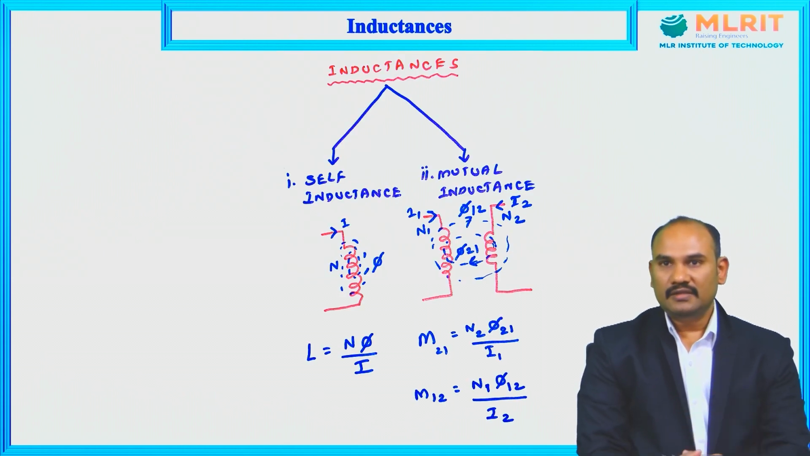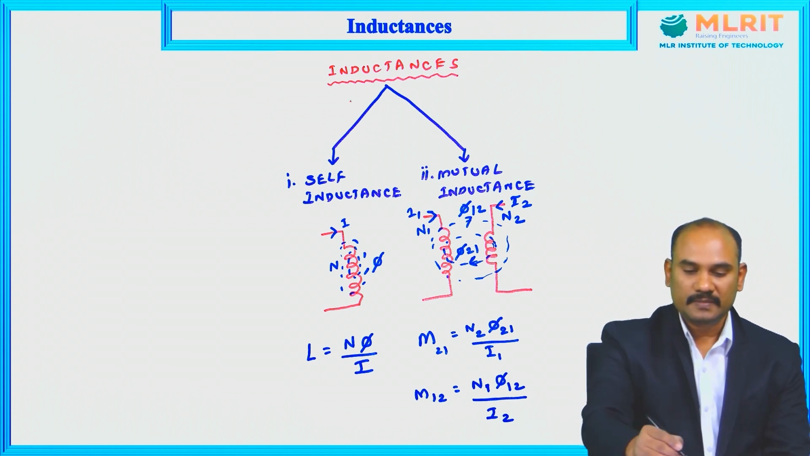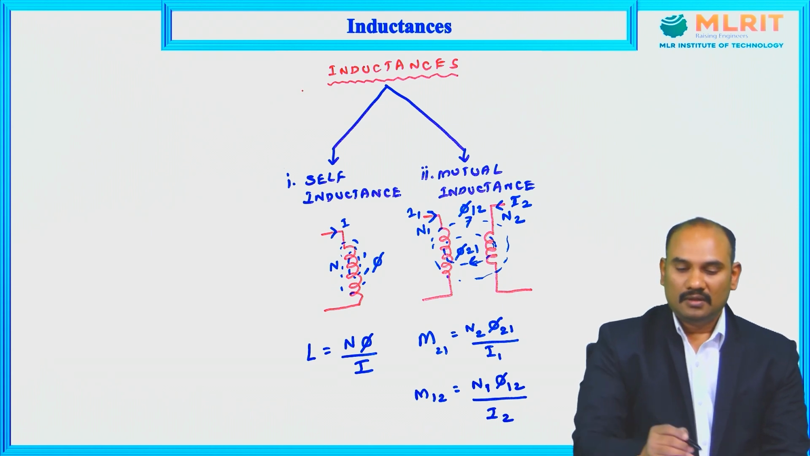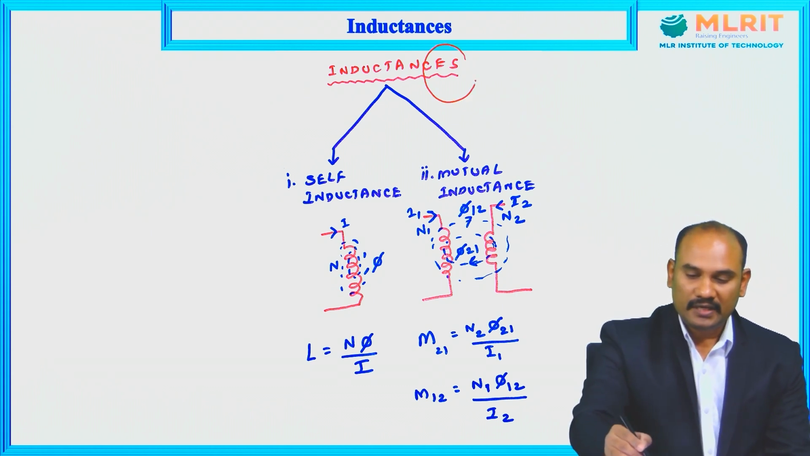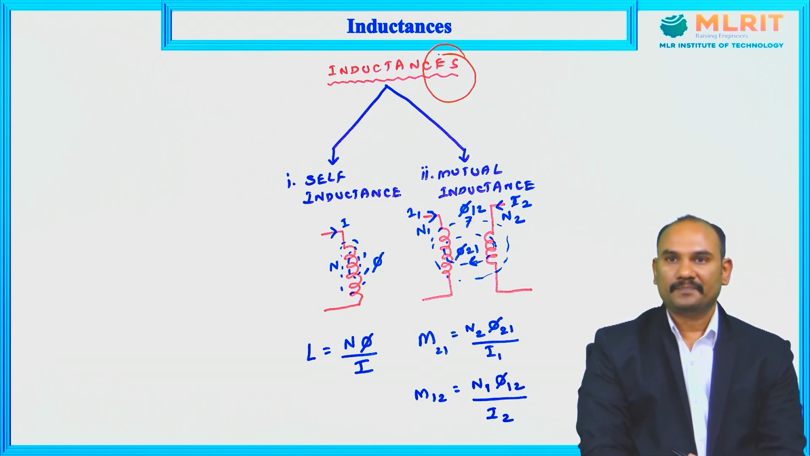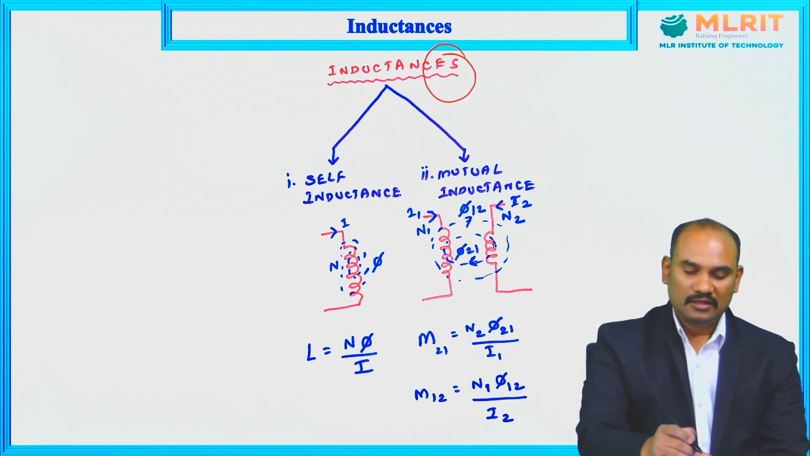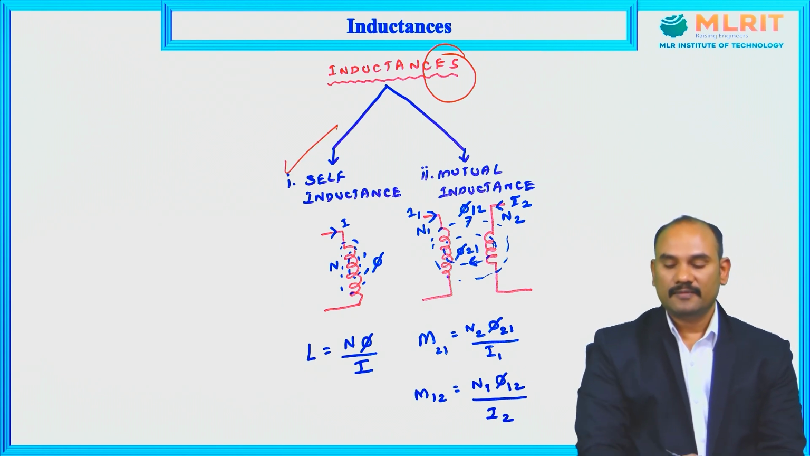Now coming to the inductance. In first unit, we discussed electric capacitance. In second unit, we are discussing magnetic inductance. So needless to say, inductance means it's magnetic thing. But here if you observe, I have written inductances, plurality. Means there will be more than one type of inductance. Of course, as you can see here on the screen, the first one is known as the self-inductance and the second one is known as the mutual inductance.